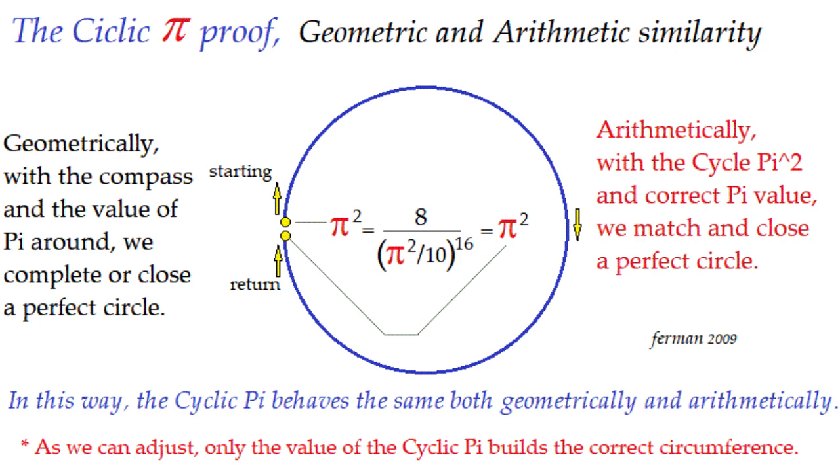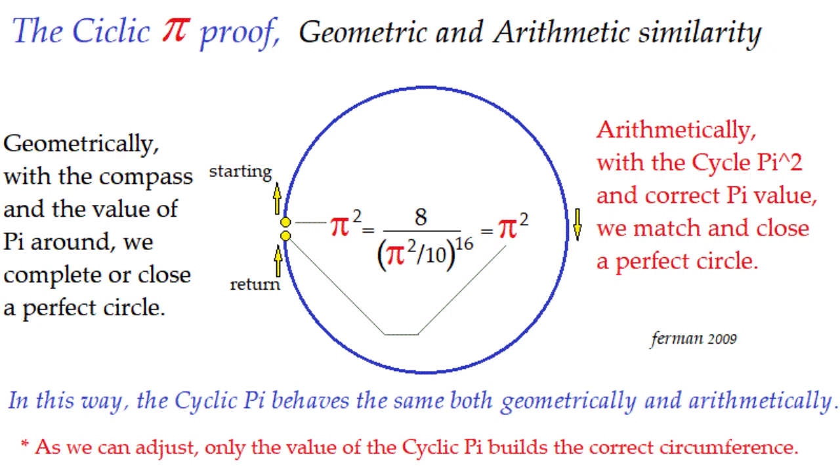Well, the same happens arithmetically with the pi squared cycle formula, where we check that the output and return value of the cycle coincides with the input value, pi squared, and therefore that all the elements and parameters, the pi value applied, are correct and suitable for the construction of the perfect circle, pi squared. And as we can see, this value of pi corresponds exactly to the value of cyclic pi. In the case of the geometric construction, the devices would be mainly the compass, and the interrelation parameter, circumference to diameter, would be the value of pi.